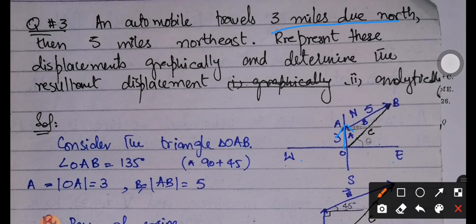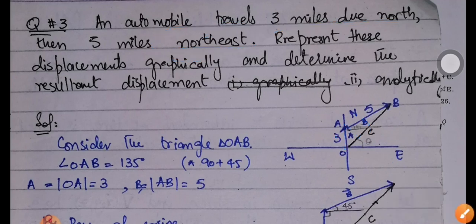Then 5 miles northeast. Northeast means east of north, that is, we are standing at north and we are moving towards east. So we are going to move in this direction. And if no angle is mentioned over here, it means we have to take the angle 45 degrees; otherwise the angle will be mentioned, like 30 degrees northeast, or 60 degrees northeast, or 40 degrees northeast. If the angle is not mentioned, then we have to take 45 degrees.